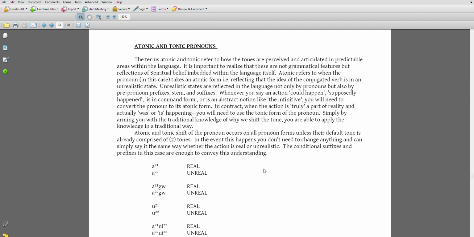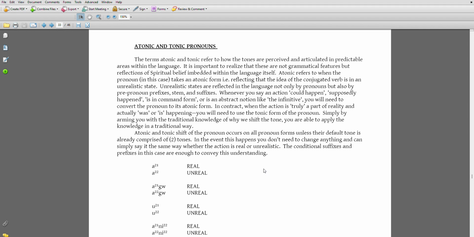Atonic and tonic pronouns. The terms atonic and tonic refer to how the tones are perceived and articulated in predictable areas within the language. It is important to realize that these are not grammatical features, but reflections of spiritual belief embedded within the language itself. Atonic refers to when the pronoun in this case takes an atonic form. So, for example, reflecting that the idea of the conjugated verb is in an unrealistic state. Unrealistic states are reflected in the language not only by pronouns, but also by prepronoun prefixes, stem, and suffixes.